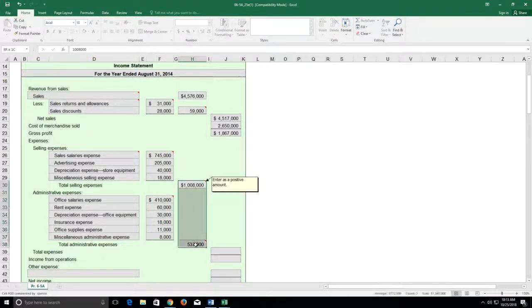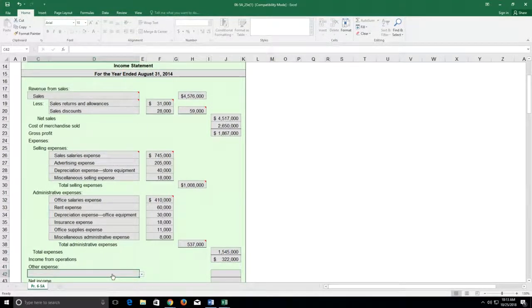We add our two expenses together to come up with a grand total of $1,545,000. The difference between our gross profit and our selling and administrative expenses is our income from operations of $322,000. Boy, we were doing good till we took all them expenses out.